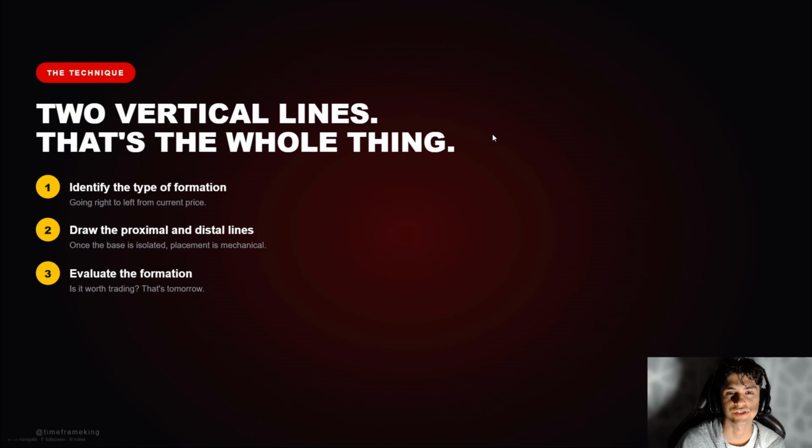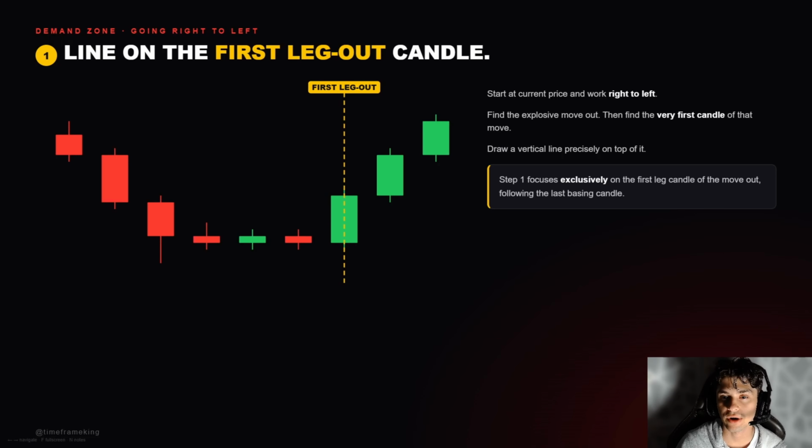Let's take a look at demand first. Step 1. You want to start at current price and work from right to left. Always right to left because what price is doing now is what matters. Everything else is just history there. You want to find the explosive move out of the base, then find the very first candle of that move. You want to draw a vertical line precisely on top of it, and you want to be specific here, not the second candle of the move, not roughly around there, no. The first leg candle that follows the last basing candle.